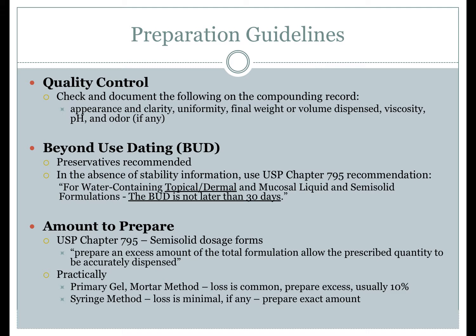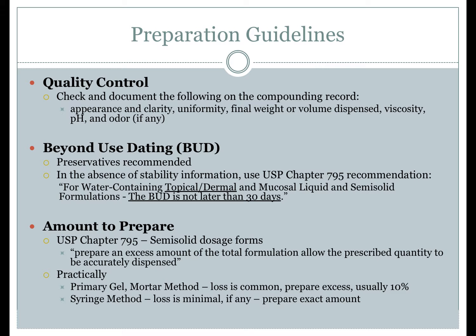The second preparation guideline is beyond use dating. The USP suggests adding preservatives because gels and the macromolecules used to create the three-dimensional lattice work neither promote nor inhibit bacterial growth. Therefore, to prevent bacterial contamination, preservatives are typically added. Sorbic acid or potassium sorbate at 0.2% weight per volume are two commonly used preservatives. Keep in mind that the addition of some preservatives may make the final gel product actually cloudy instead of clear, and is due to the preservative not being completely dispersed or dissolved within the gel medium.